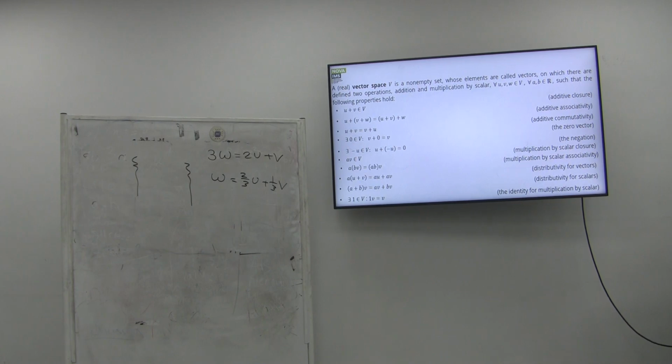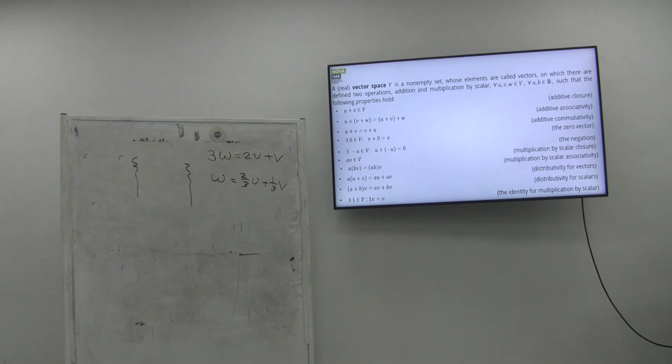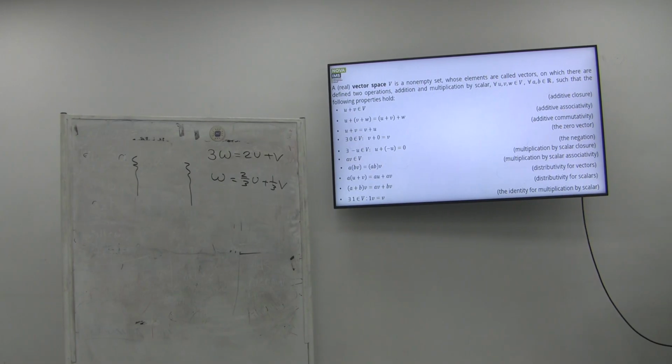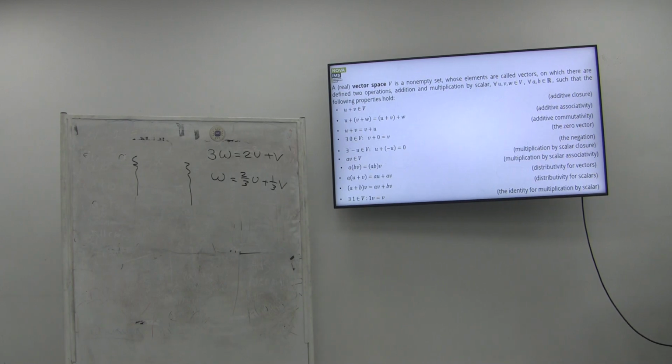Five of them: the addition, the distributivity, the associativity, the commutativity, but the most important ones, the existence of the negation and the origin. This is for the addition. For the multiplication by scalar, you should check how many? Five of them: that the result of multiplying by a constant really belongs to the set, the distributivity properties, and the most important ones, the existence of the negation, and the identity of multiplication, the existence.